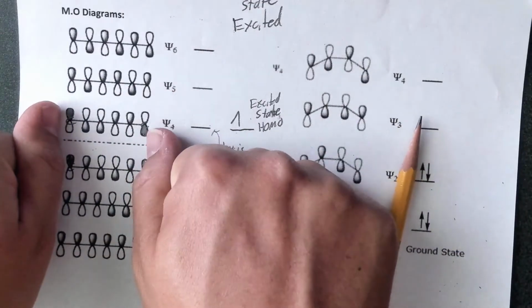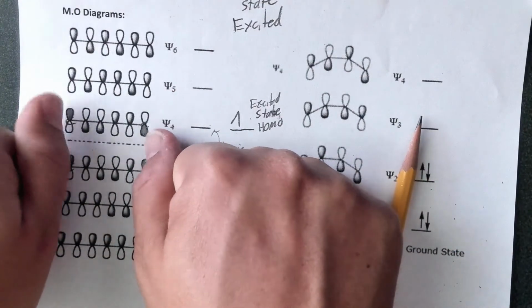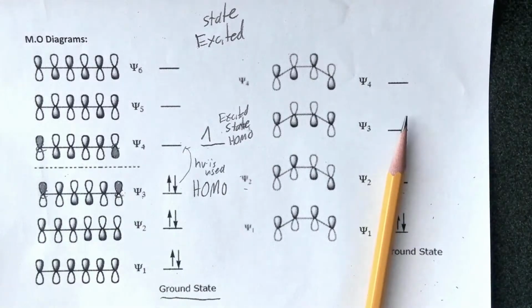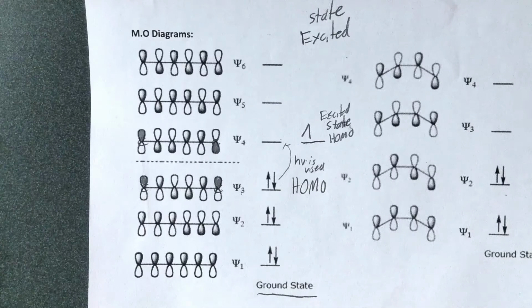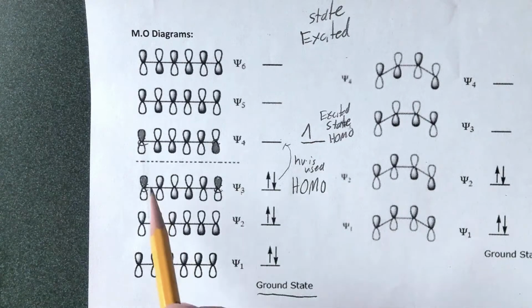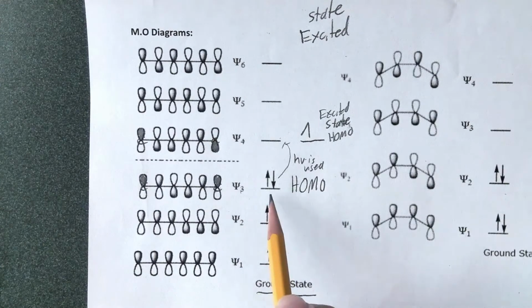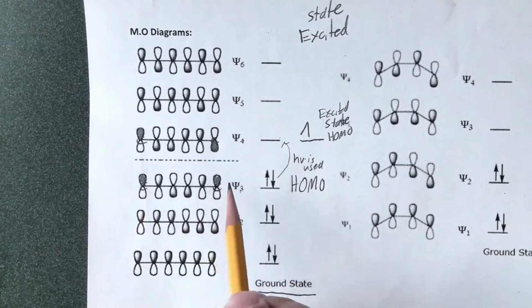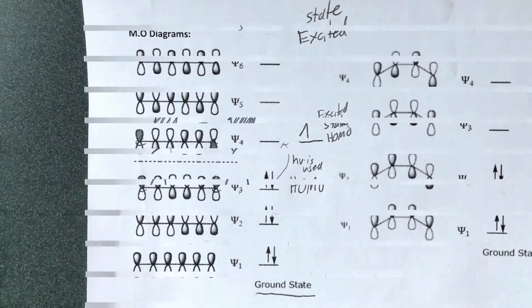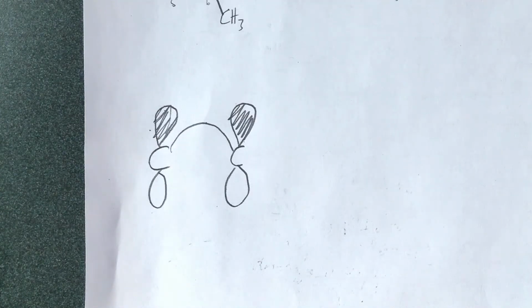Or are you looking at where they're flipped on opposite sides? Say we're looking at heat. So what are our two end p orbitals going to look like? Again, if we're using heat, then we're going to be looking at the ground state highest occupied molecular orbital. And so the two end carbons are going to have p orbitals that look like this. We don't really care about the rest of the p orbitals.